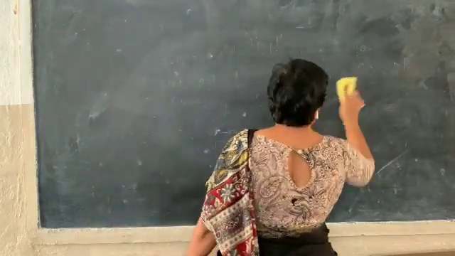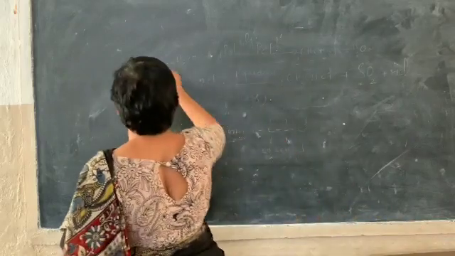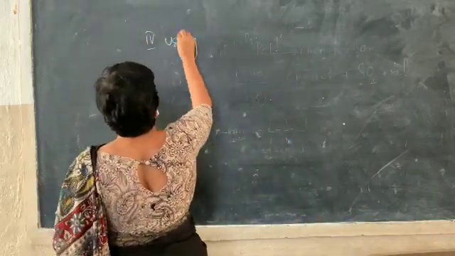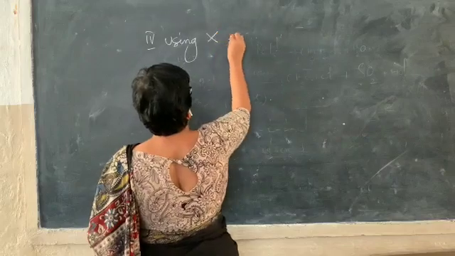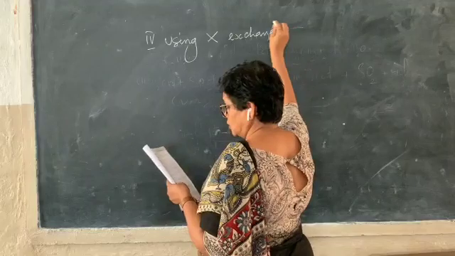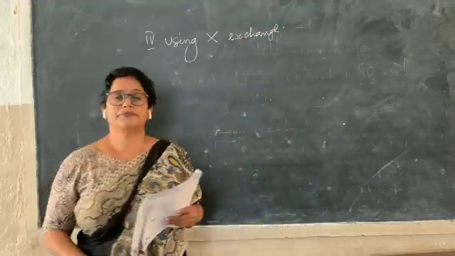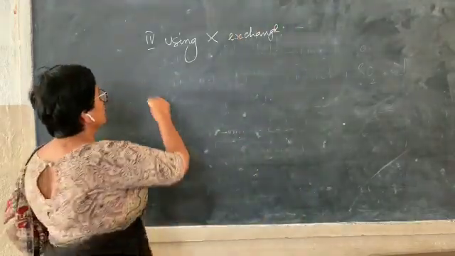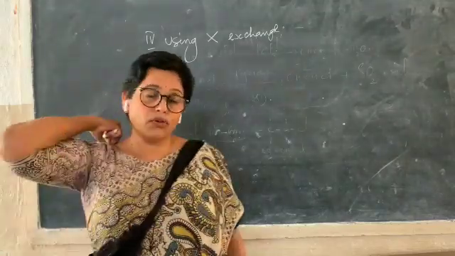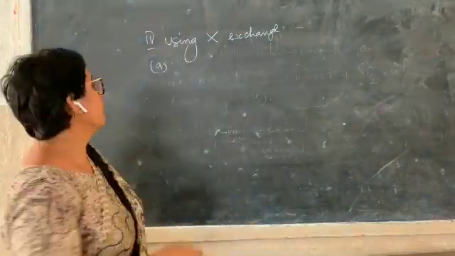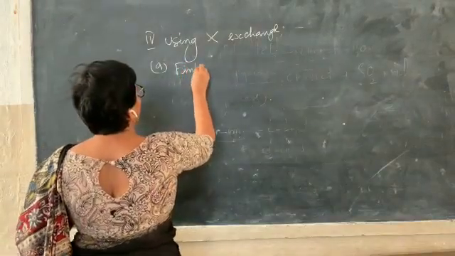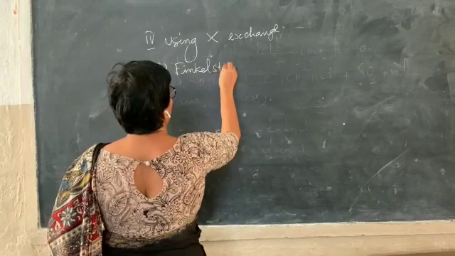Yesterday we just entered into the fourth preparatory method, using the halogen exchange method. In this case, two types of name reactions are coming. One is the Finkelstein reaction.